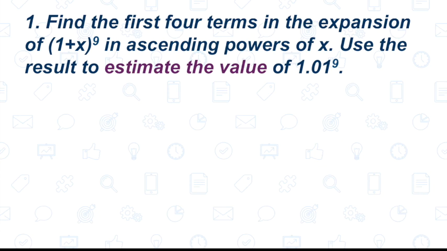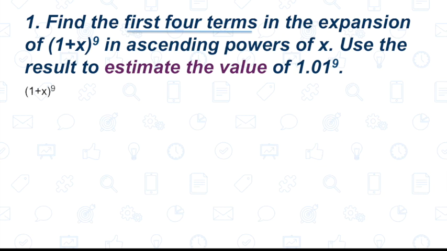Find the first four terms in the expansion of (1 + x)^9 in ascending powers of x. Then use the result to estimate the value of 1.01^9. So there are two questions involved in here. Let's start answering the first one, and that is to find the first four terms in the given expansion. By now, you should already know how to expand a certain binomial. Just in case you forgot, you can go back to my past videos and relearn how to do the binomial expansion.